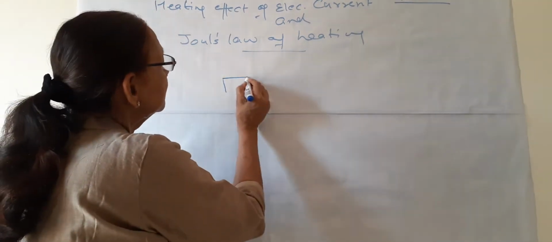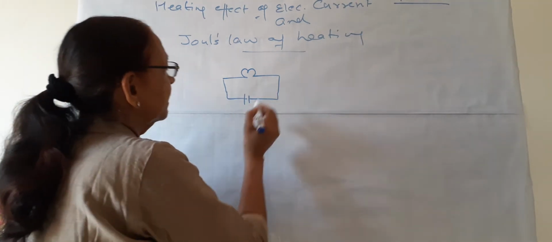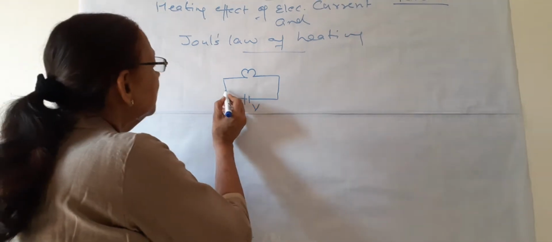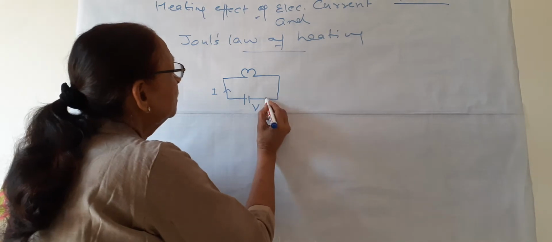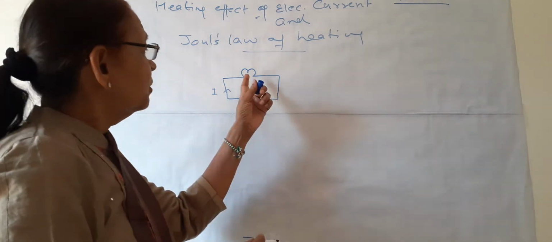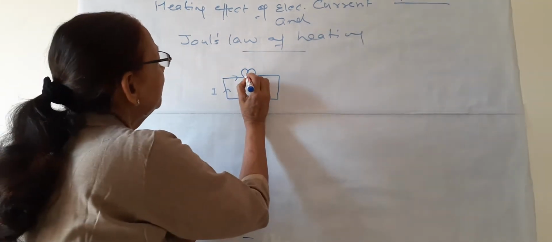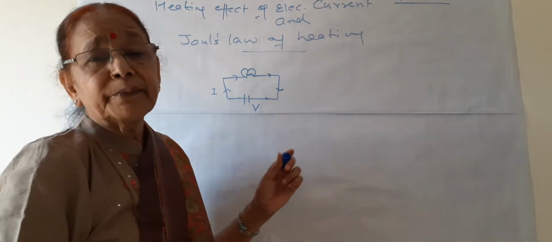Suppose this is an electric circuit. This is a battery with voltage V. When the switch is on, current will pass. Suppose this is a bulb. This current will go to the bulb. It will have a filament, go through this and come back like this.